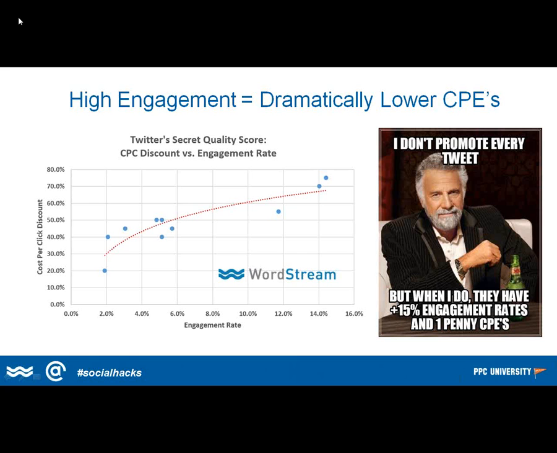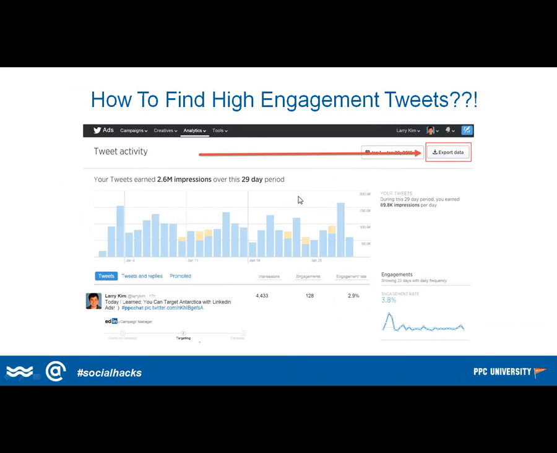Has everything to do with engagement rates, which brings me back to how do you find these tweets? How do you know what to tweet that's going to get a 30, 40, or 50% engagement rate? Well, remember my first hack was to tweet more often?